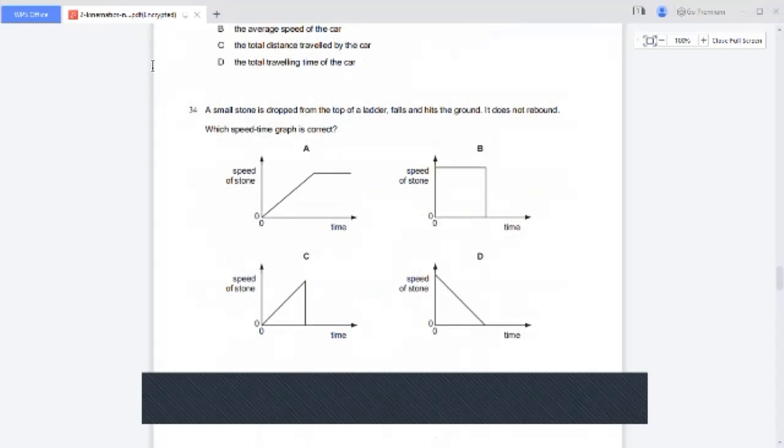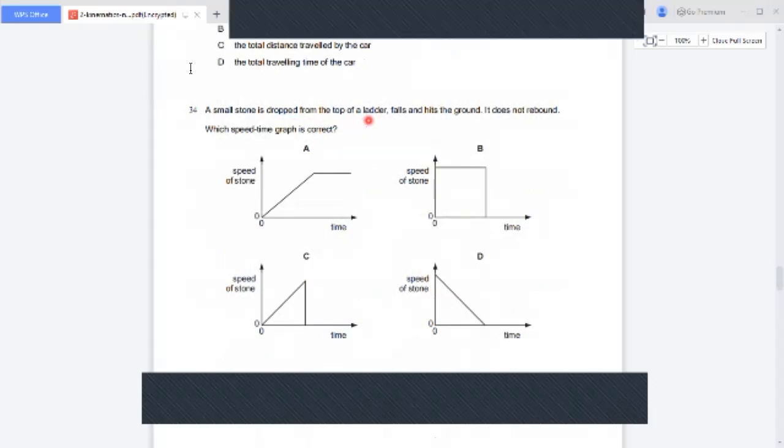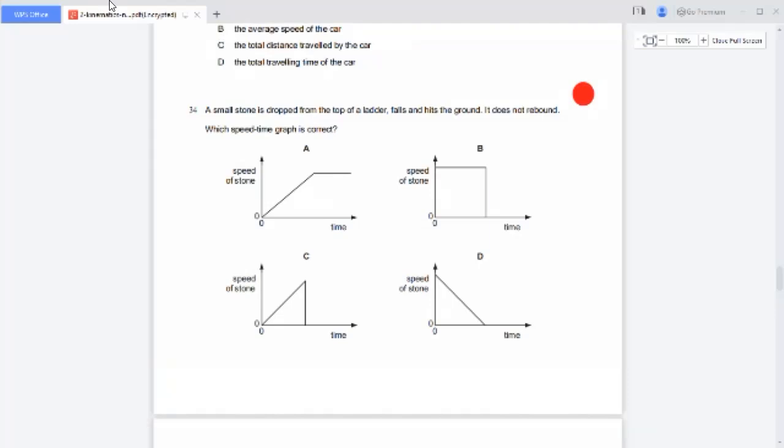A small stone is dropped from the top of a ladder, falls and hits the ground. It does not rebound. Which time graph is correct? So when a stone falls, suppose this is a stone, falls from the top of a ladder. Initially its velocity is 0 when it was in a state of rest. With the passage of time its velocity increases, and suppose here is the ground, where it strikes this surface and does not rebound.